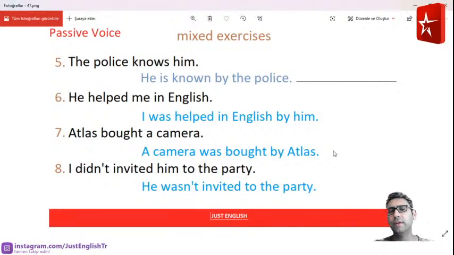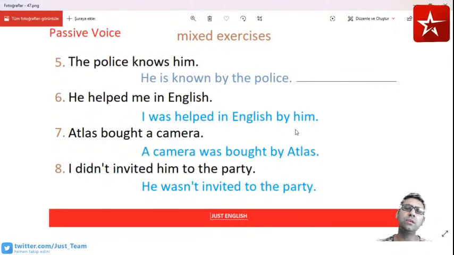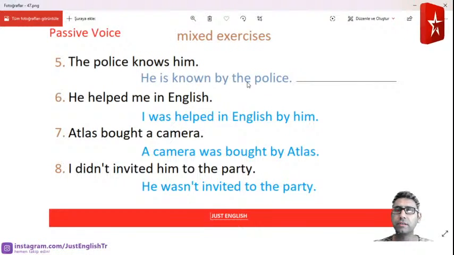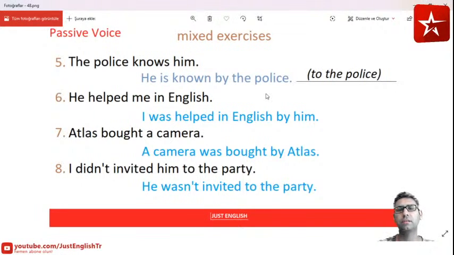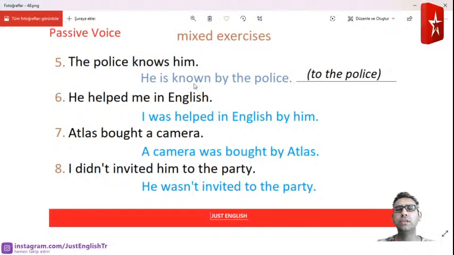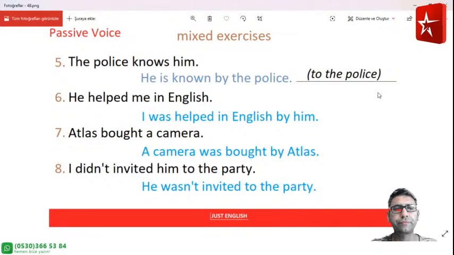So here in the fifth example, this one is correct. We use by, okay? That is correct. But here in this example, we could also use to, like he is known to the police, like this. That is also correct, okay? He is known to the police. That version is also correct.